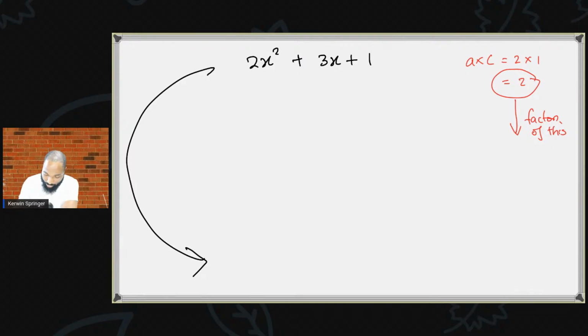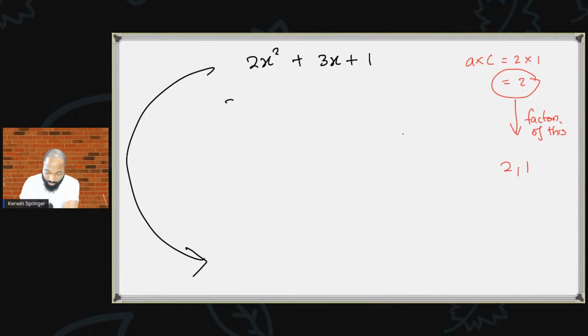Let me put what's in my mind. This is happening in my mind, people. 2 and 1. Because if I multiply 2 by 1, yes, I will get 2. And if I add 2 and 1, I'll get 3. So what do I do with this 2 and 1?